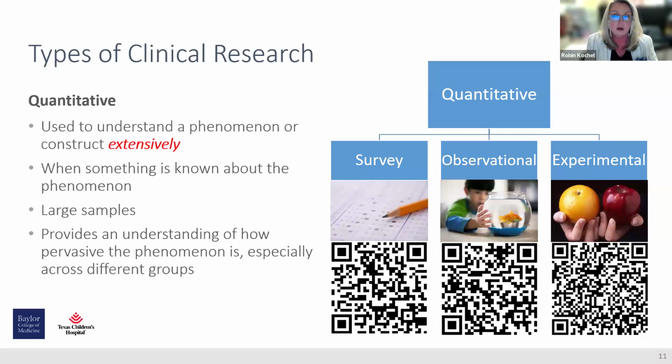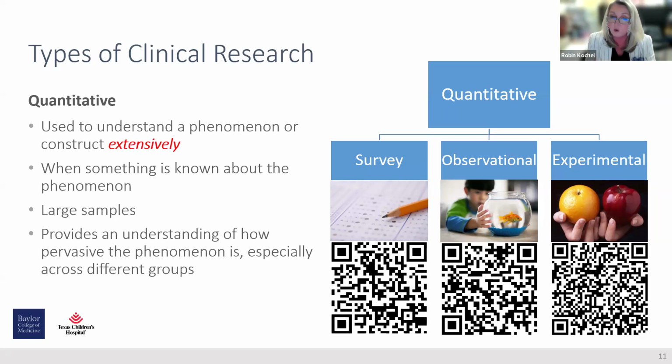Okay, so the other broad category of clinical research is quantitative. And we use quantitative research to understand a phenomenon or a construct extensively. So qualitative was looking at it intensively, quantitative is extensively. And we do this when we know something about the phenomenon that we're interested in, but maybe we need to know more about it, or we want to take it in a little bit different direction. And quantitative research really relies on larger samples. And I'll talk a little bit more about that in a second. But essentially, quantitative research provides an understanding of how pervasive a phenomenon is, especially across different groups.